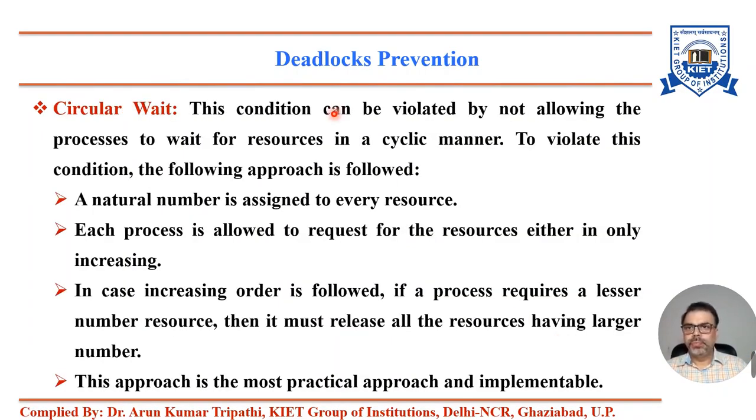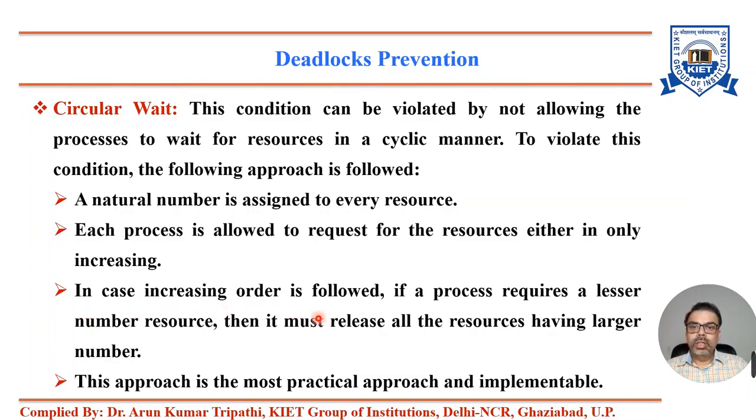Circular wait. This condition can be violated by not allowing processes to wait for resources in a cyclic manner. To violate this condition, the following approach is followed. A natural number is assigned to every resource. Each process is allowed to request resources only in increasing order. Meaning if I require two resources, then after that I can request the three resources, not in decreasing order.